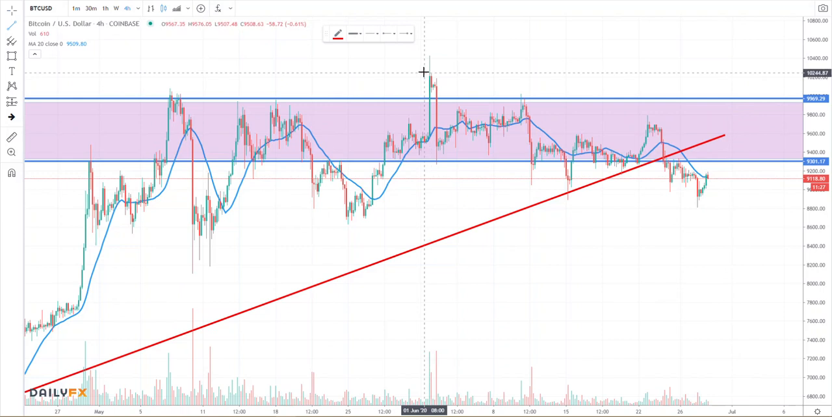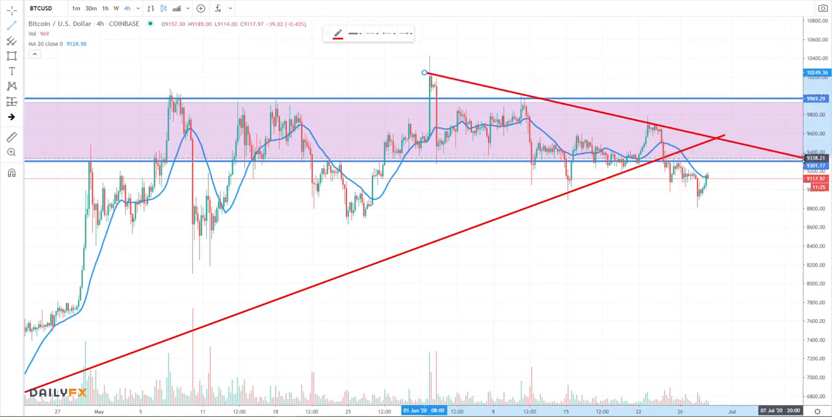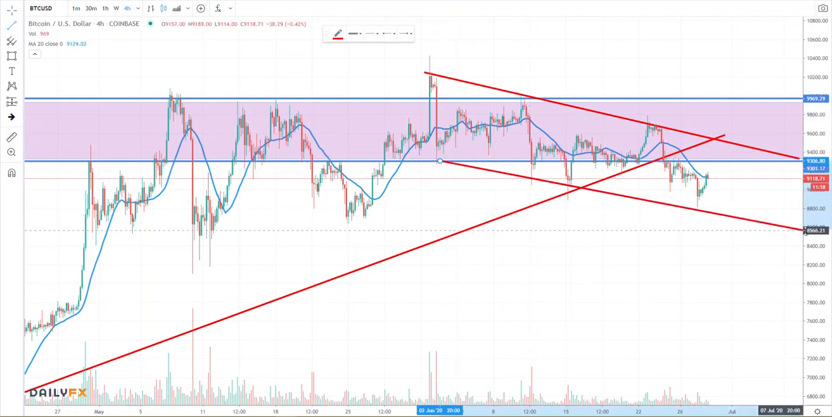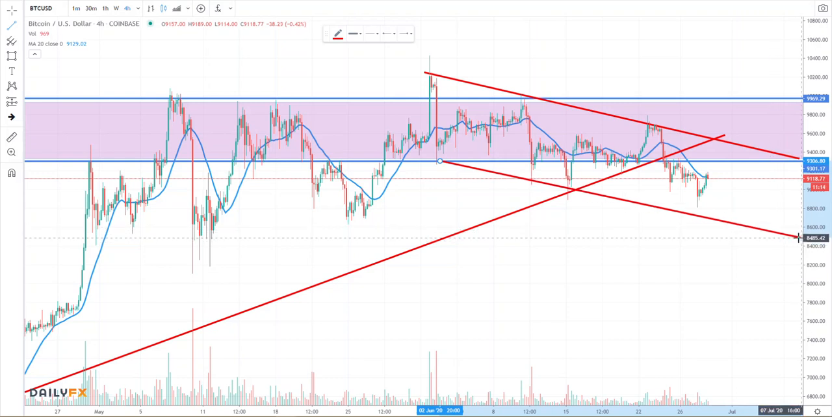So let's go ahead and connect our tops. And here's our descending channel. So here's our bottom. Right? So that's the little hourly micro trend that's pretty much started here.